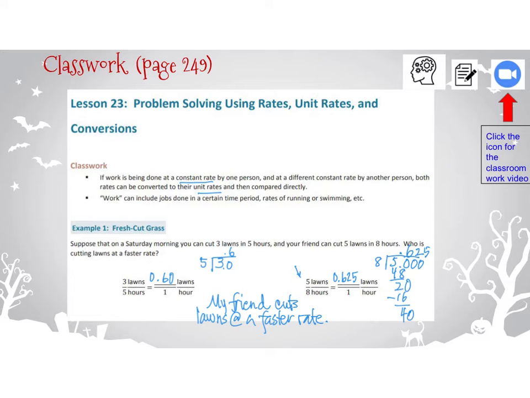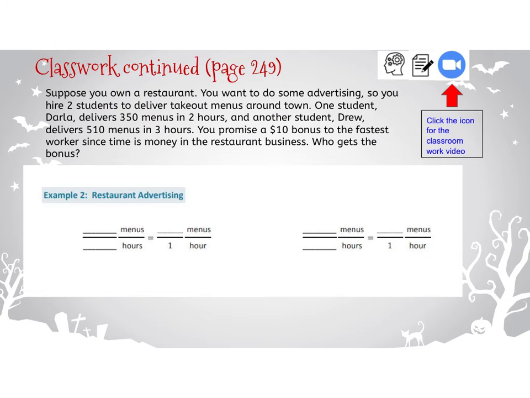Okay, let's go to the next page and see what we have. This one says, suppose now you've got a restaurant. You want to do some advertising, so you hire 2 students to deliver takeout menus all around town. One student, Darla, delivers 350 menus in 2 hours. Another student, Drew, delivers 510 in 3 hours. You promise a $10 bonus to the fastest worker, since time is money in the restaurant business. That's true. Who gets the bonus?